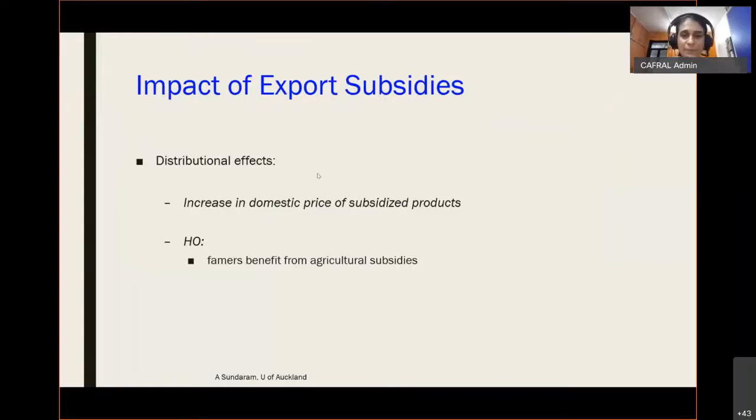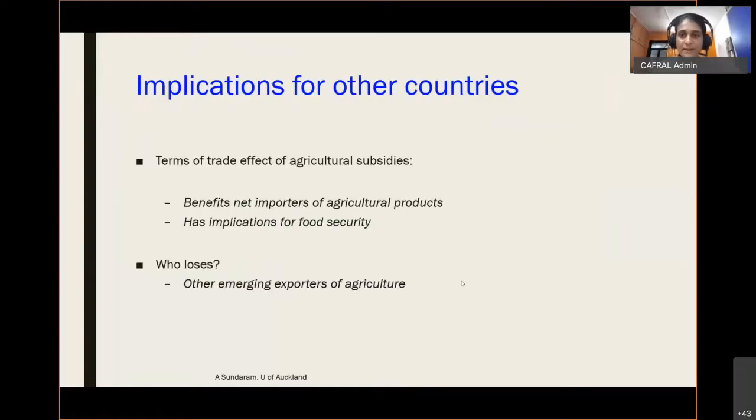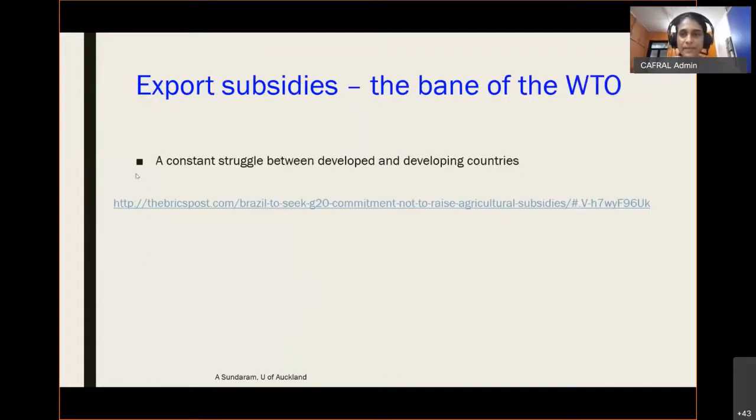There are distributional effects. Okay? Farmers will benefit from agricultural subsidies. The problem is it's a beggar thy neighbor policy. So who is going to lose here? Because the US gave a subsidy and drove down the agricultural price, India, which is another emerging exporter of agriculture, is also seeing a negative terms of trade effect. So the US is having a spillover effect on Indian exporters because it has driven down the world price for exports. This is why the WTO doesn't like export subsidies.